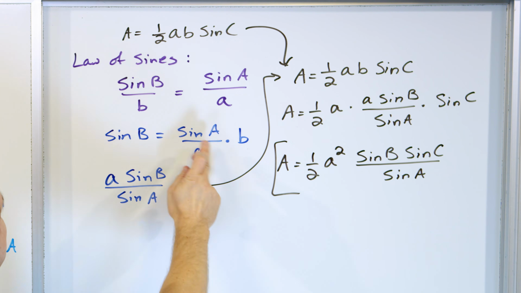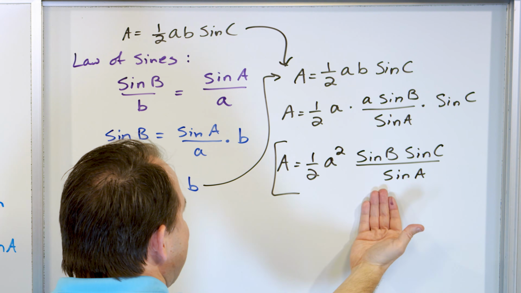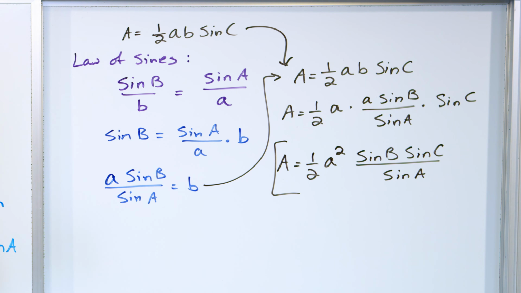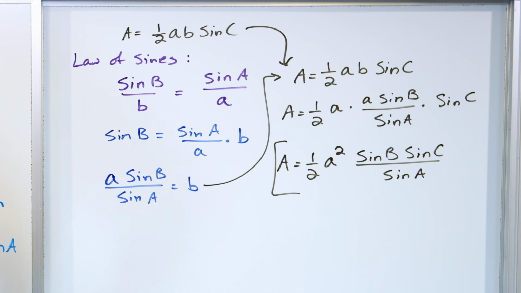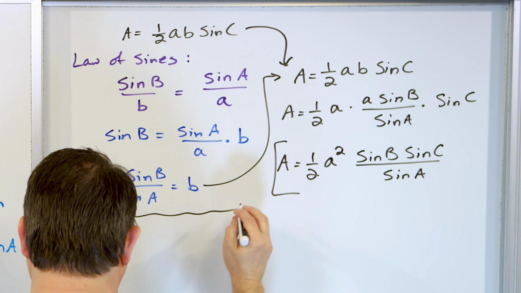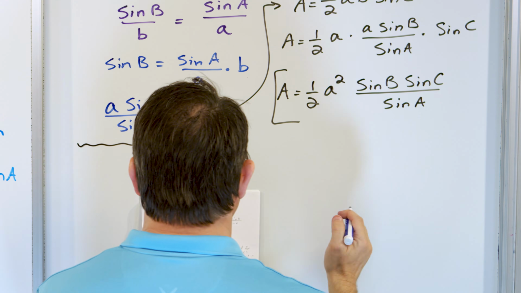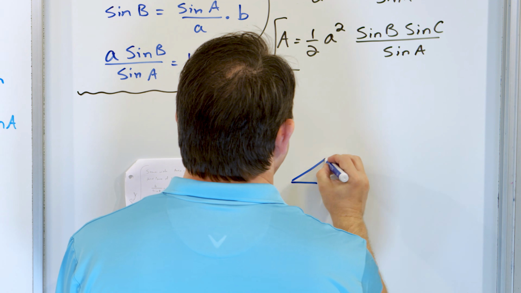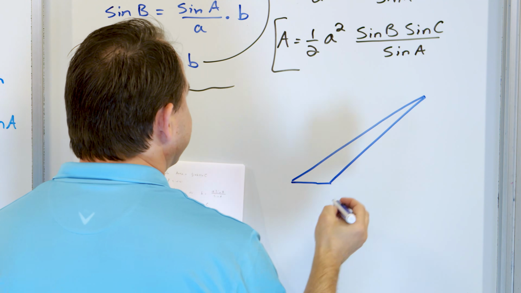All we did was write down the law of sines, solve for one of the sides, and stick it in there. And then out pops a version of the area that only requires one side and these angles. All right, so let's see how to use this. What if I give you the following triangle? Here is a very long and weird and skinny triangle, right?